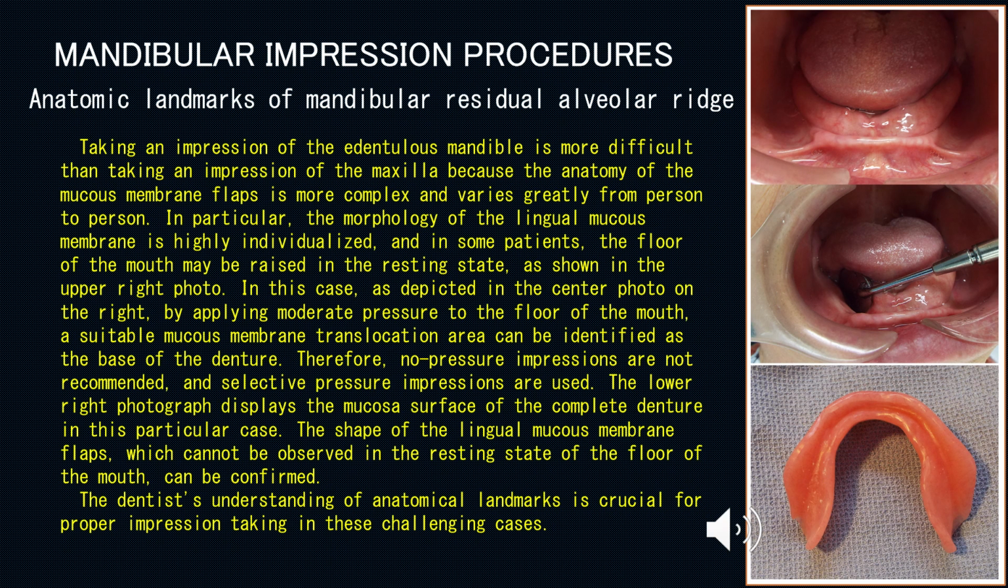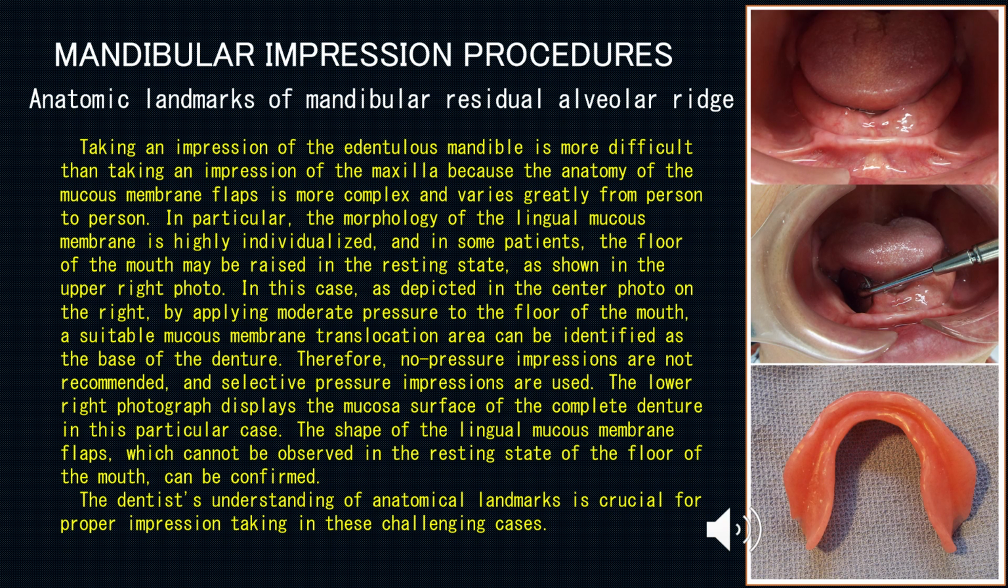Anatomical landmarks of mandibular residual alveolar ridge. Taking an impression of the edentulous mandible is more difficult than taking an impression of the maxilla, because the anatomy of the mucous membrane flaps is more complex and varies greatly from person to person.